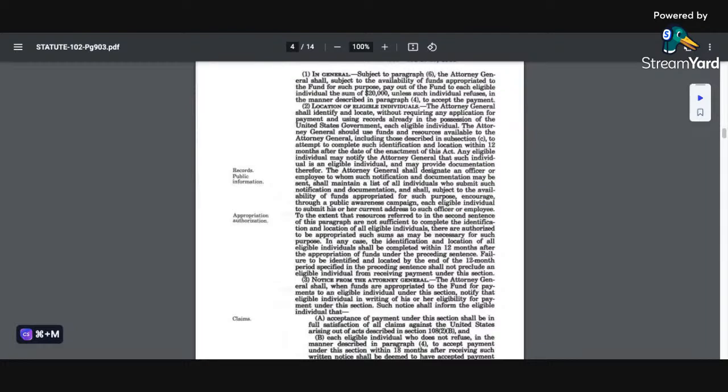Which is basically saying if we didn't budget enough for you to find every eligible individual, then you are authorized to spend however much money is necessary to do so. In any case, the identification and location of all eligible individuals shall be completed within 12 months after the appropriations of funds under the preceding sentence, which is interesting because they're saying all people who are eligible must be identified within 12 months. You know what I mean? That's kind of a strict timeline in terms of what they're expecting.